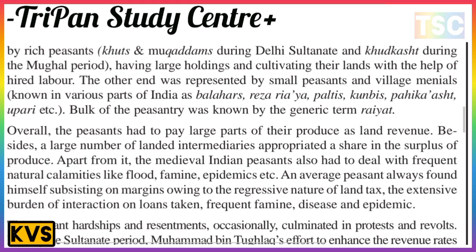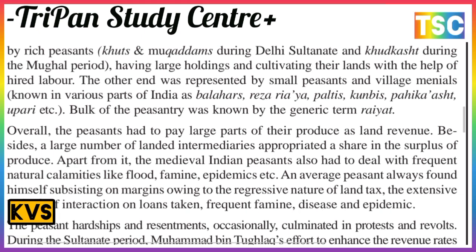Overall, the peasants had to pay a large part of their produce as land revenue. Besides, a large number of landed intermediaries appropriated a share in the surplus of the produce. Apart from this, the medieval Indian peasant also had to deal with frequent natural calamities like floods, famines, epidemics, etc.